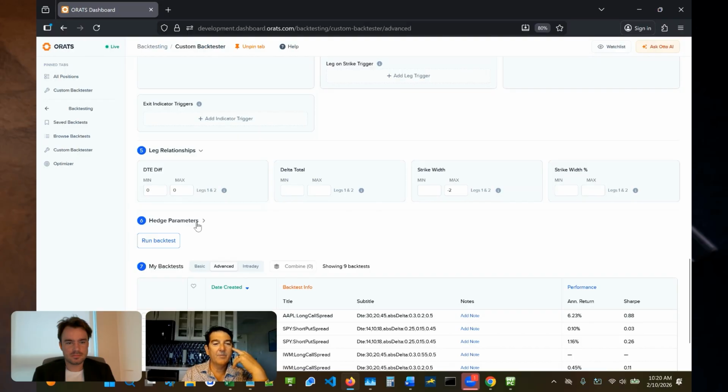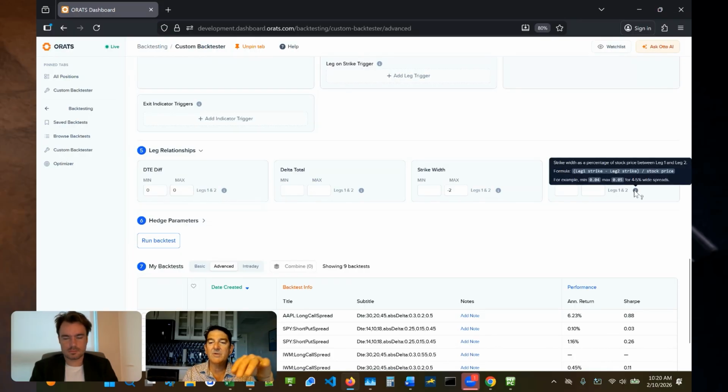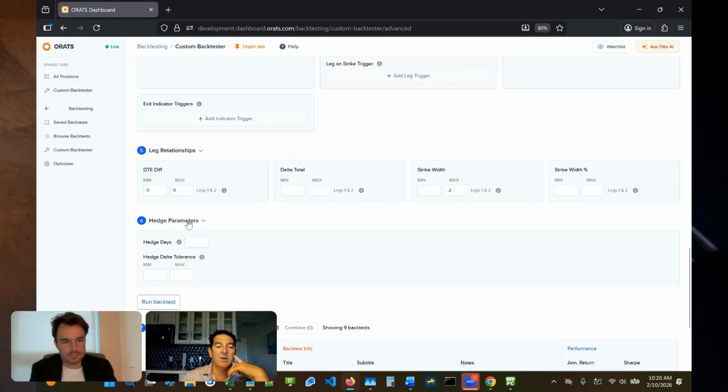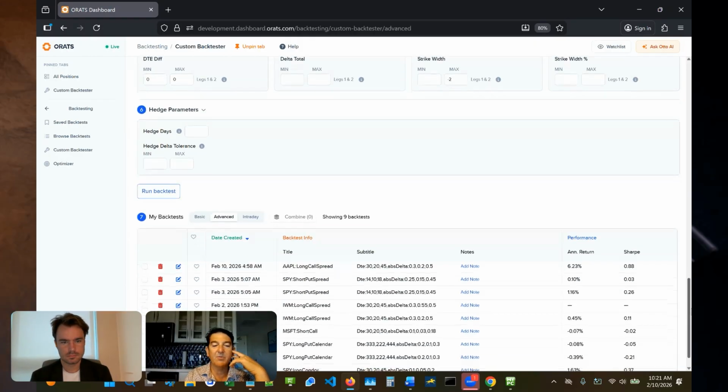I'll hurry along. So here are the leg relationships that we talked about before. This is a long call spread, so the DTE diff is 0. We saw before that if you had a calendar, it would be like 2 or 10 or something like that. Delta total is a little bit more advanced, but we explained how to use it there. We generally use the strike width because people understand that better. There's also a strike width percentage, so you could use that, and we show the formula there. Hedge parameters: you could also hedge with stock. That's something unique to the ORATS backtester. If you have a delta neutral strategy, for example, you could run it here.